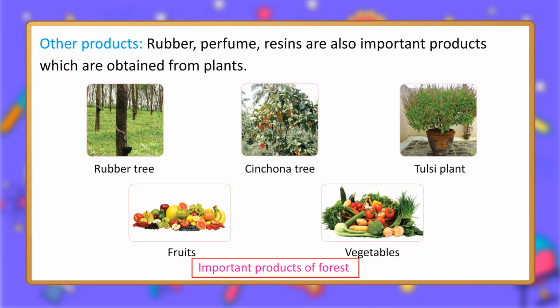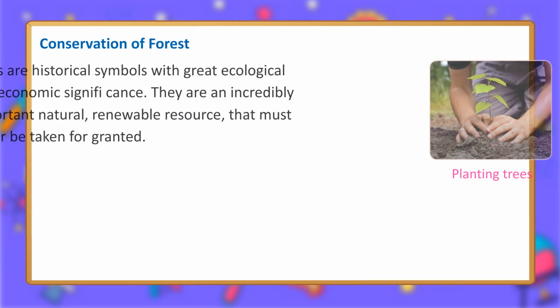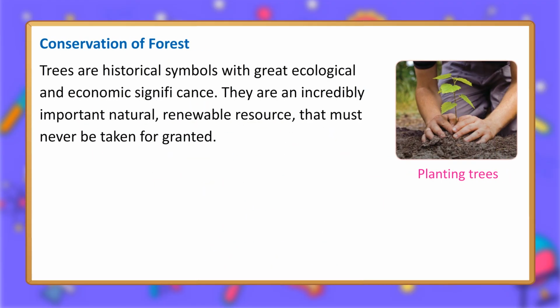Important products of forest. Rubber tree, cinchona tree, tulsi plant. Fruits. Vegetables. Conservation of forest. Trees are historical symbols with great ecological and economic significance. They are an incredibly important natural, renewable resource that must never be taken for granted.